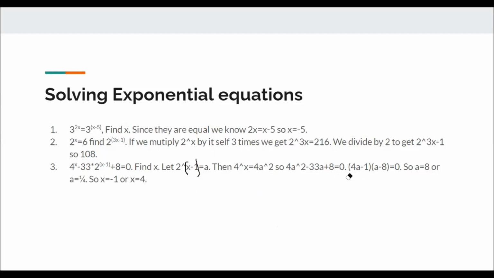So if you factor this, you get 4a minus 1 times a minus 8 is equal to 0. So a is equal to 8 or a is equal to 1 over 4. If a is equal to 1 over 4, then x is equal to negative 1. And if a is equal to 8, then x is equal to 4.